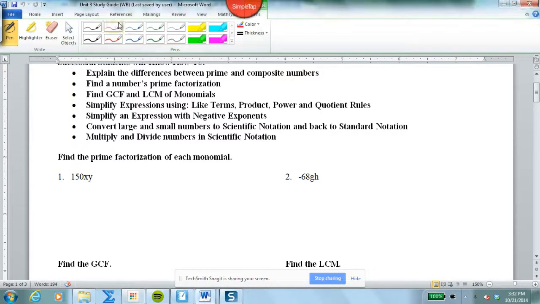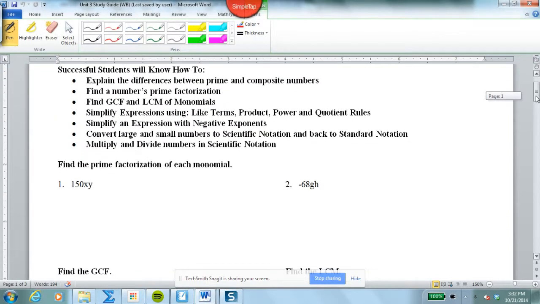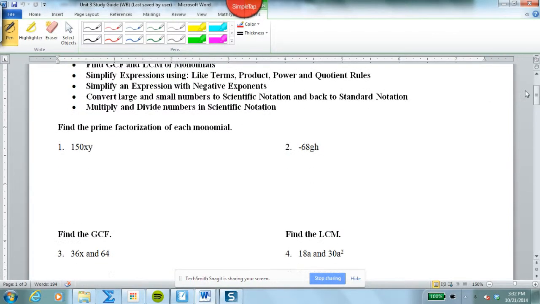All right, guys, we are getting ready for the Unit 3 test on patterns, factors, and binomials. And we've got to take a look at some of these study guide problems. First one is prime factorization of each monomial. So 150xy, we have to make a factor tree. And we're going to find out things that are factors of 150xy.